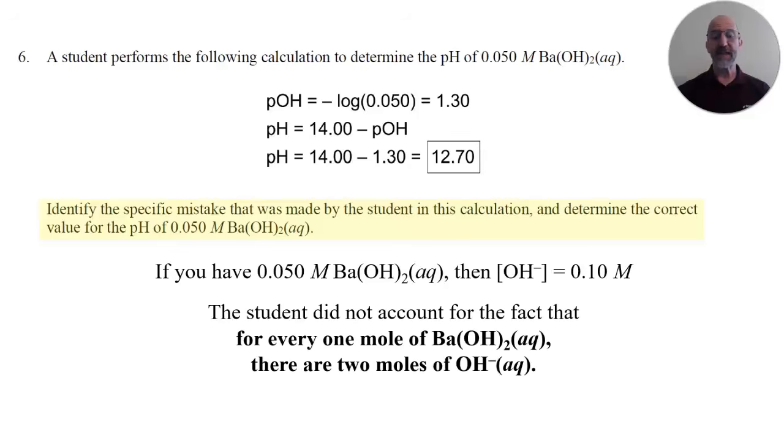So the student's mistake was that they did not account for the fact that for every 1 mole of barium hydroxide in solution, there's actually 2 moles of the hydroxide ion in solution. So now let's go ahead and finish the calculation.